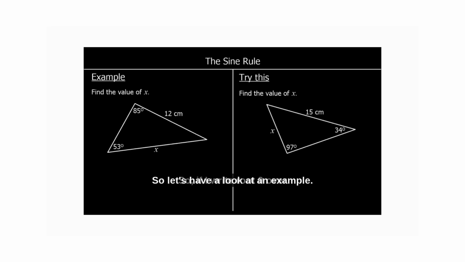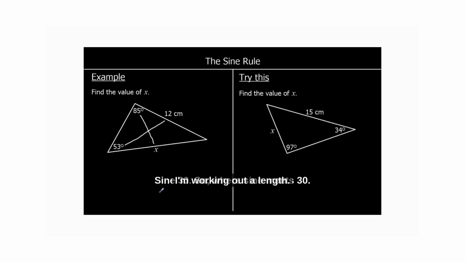So let's have a look at an example. This question says find the value of x. The first thing I'm going to look for is opposites. Do I have opposites? So can I use the sine rule? So I've got x opposite 85 and I've got 12 opposite 53. So I can use the sine rule.